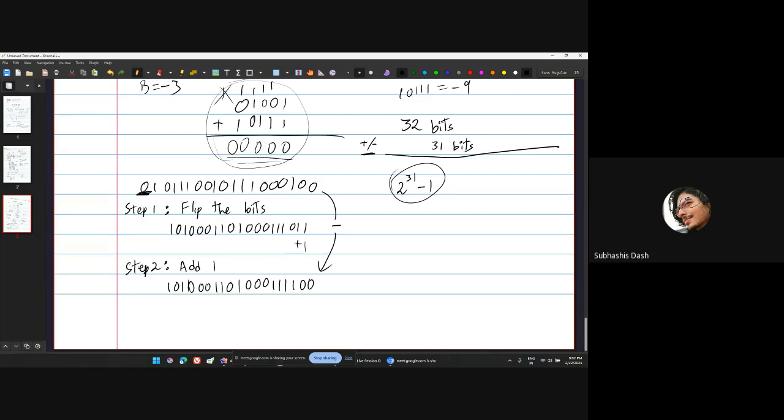Now, how did we come to this number? Let's think of it like this. Let's take a smaller example to understand it. Let's say that we have a 5-digit number. This first one is a sign indicator, so it will either tell the number is positive or negative. We can ignore this for magnitude calculations. So we have 4 bits with which we can work. What's the biggest number that we can get from 4 bits? Keep in mind that we have already ignored the sign bit.